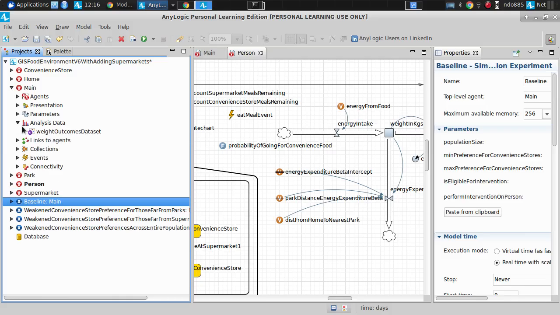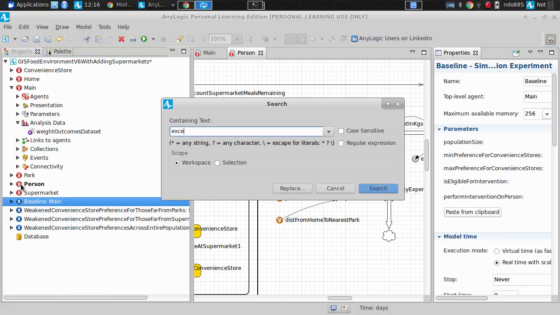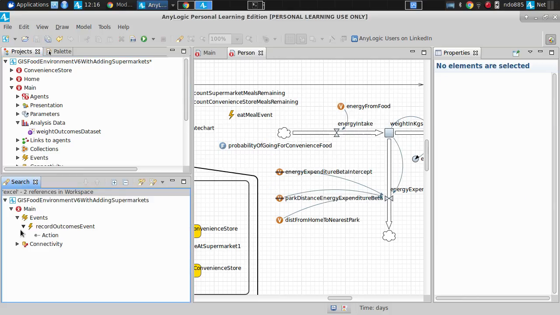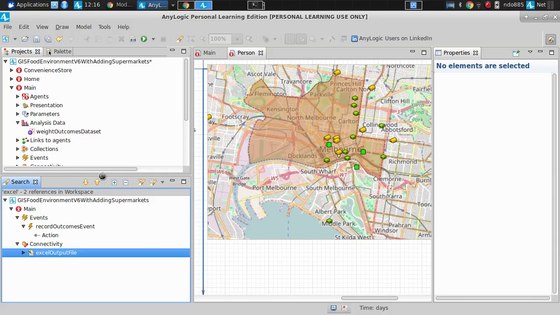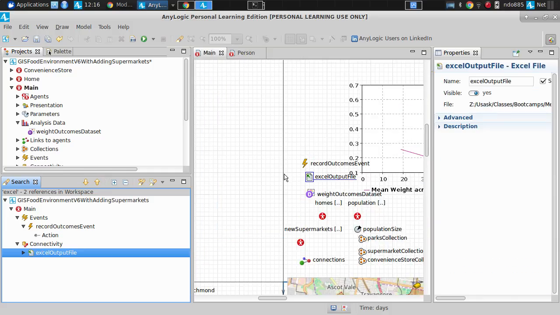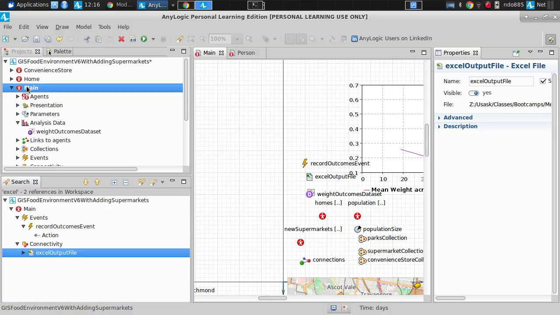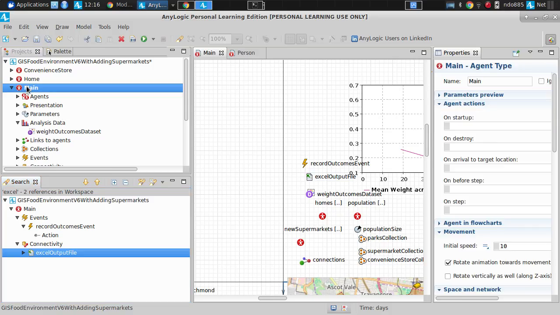Here we go. And so where is this Excel file? I should have checked that. There we are. Excel output file. Okay. So we want to, ladies and gentlemen, if you go to main in that model, to get it to run, I apologize for this, I should have been more careful.